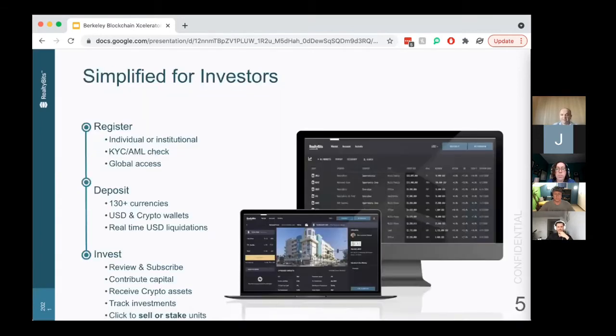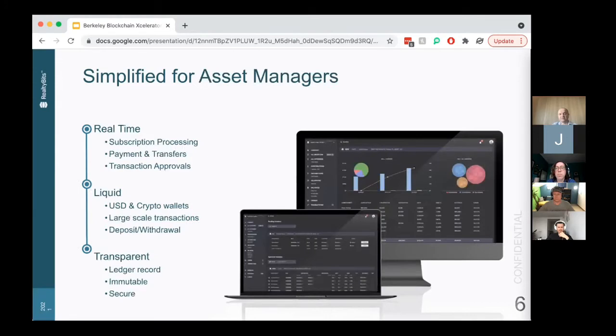We have two apps. One is the investor-facing application, and the other is the asset manager, the sponsor-facing application. Both of them are up and running. We've been processing investments already. It goes through the entire process of verifying the investor, onboarding the investor, and processing their payments and verifying their ownership in a particular asset that they own. The same thing with the asset managers.